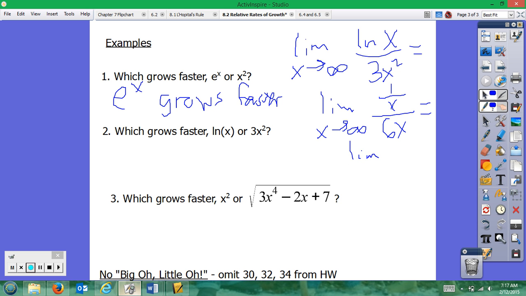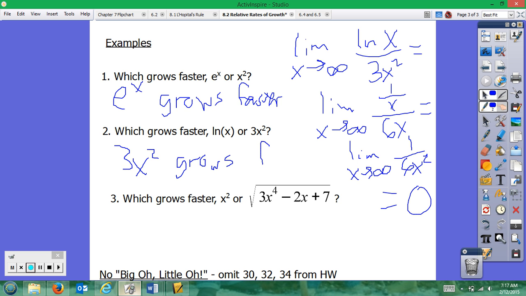So 1 over x divided by 6x, that's like multiplying by 1 over 6x. This thing simplifies to 1 over 6x squared. This one, hopefully again getting a little clearer, even though infinity is involved. We're squaring infinity, taking times 6, 1 over that thing's going to 0. And so if it's going to 0, that means the bottom's growing faster. So 3x squared grows faster. You could also answer by saying natural log x grows slower, and that would be just fine.